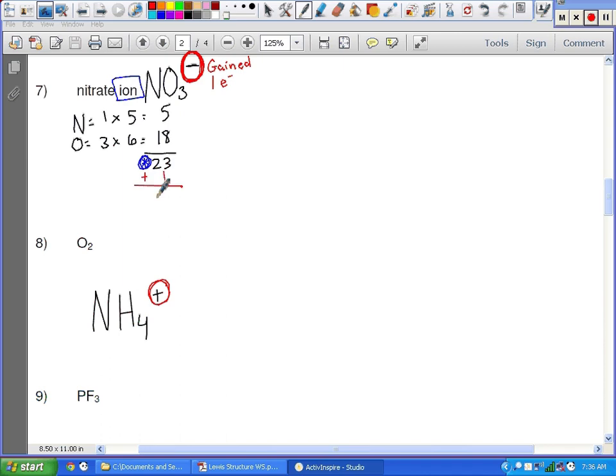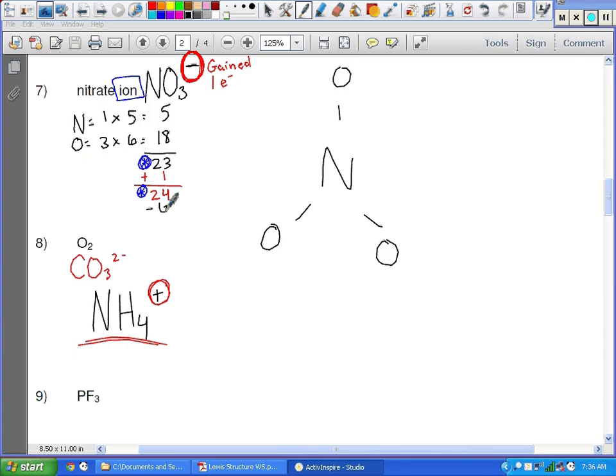What if the charge was like carbonate and it was CO3 2 negative? Well, we'd have to add 2 electrons. So again, that's how we account for it. So now you have an even number. You're good and ready to go. Now I know that this is going to be drawn like this, and again, I'm just drawing it as I know how to draw it. So let me account for the bond lines. 2, 4, 6, so 24 minus 6 leaves me 18. My next rule is fill up my outer valence. 2, 4, 6, 8, 10, 12, 14, 16, 18.